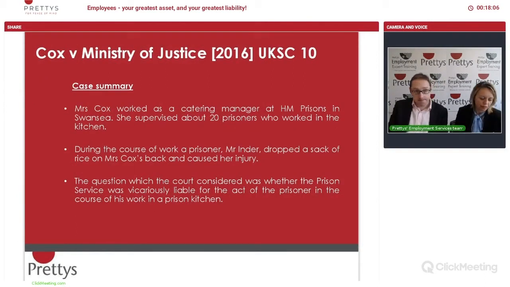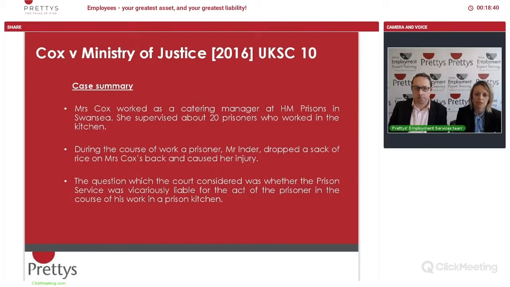We certainly do. So this case, as I said, was considered at the same time as the other case I talked about. But this one was the Supreme Court considering the approach to be adopted in deciding whether a relationship other than the employer-employee relationship can give rise to vicarious liability. So the facts very briefly, Mrs. Cox worked as a catering manager at the prison. She supervised a number of prisoners working in the prison kitchen.